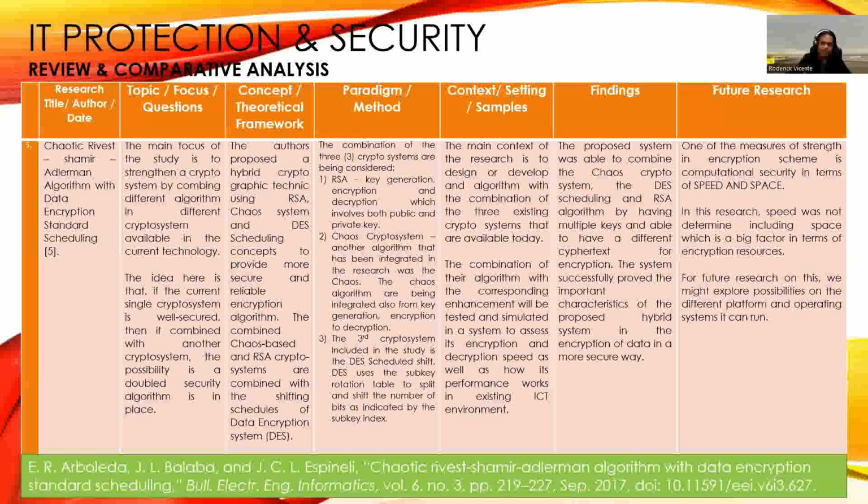So our findings in this study is the proposed system was able to combine the chaos crypto system, the DES scheduling and RSA algorithm by having multiple keys enabled to have different ciphertexts for encryption. The system successfully proved the important characteristic of the proposed hybrid system in the encryption of data in a more secure way. It is also noted that the study creates an avalanche effect on the combined crypto system.